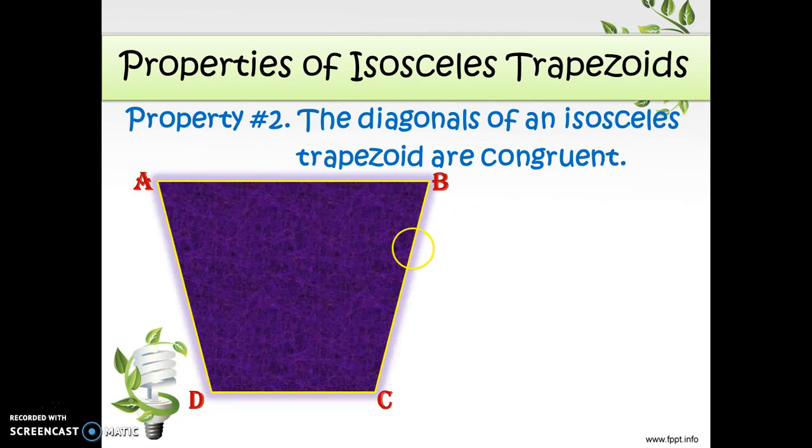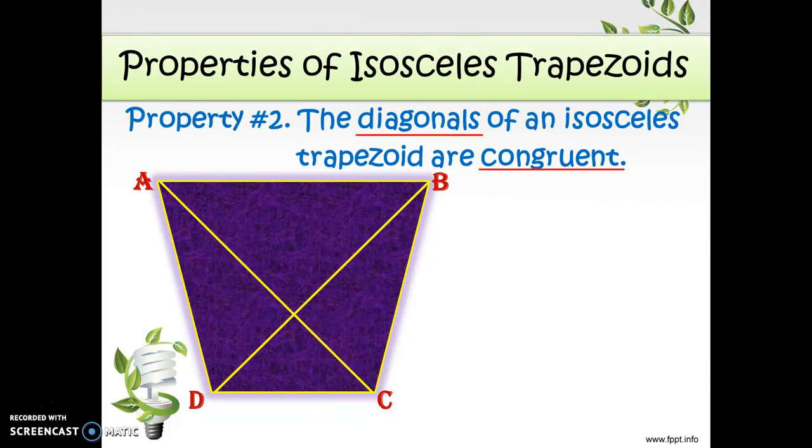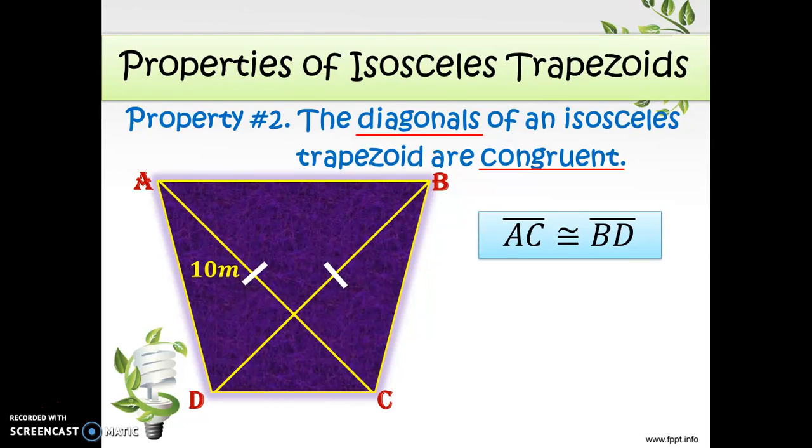Next property, it states that the diagonals of an isosceles trapezoid are congruent. Let's say that's the first diagonal and the second diagonal, they are congruent. For example, if diagonal AC is equal to 10 meters, then we can also expect that diagonal BD is also equal to 10 meters.